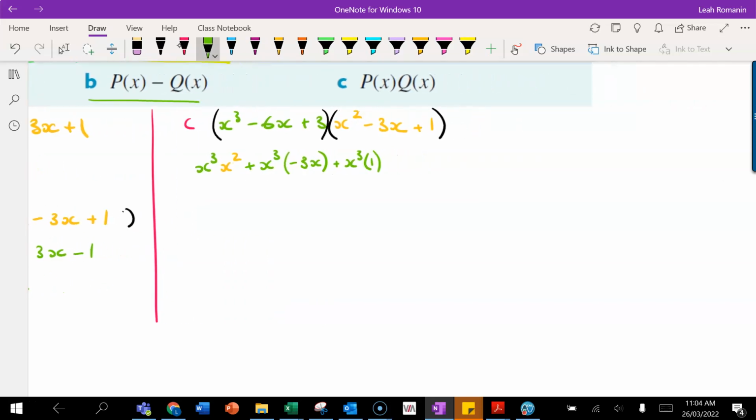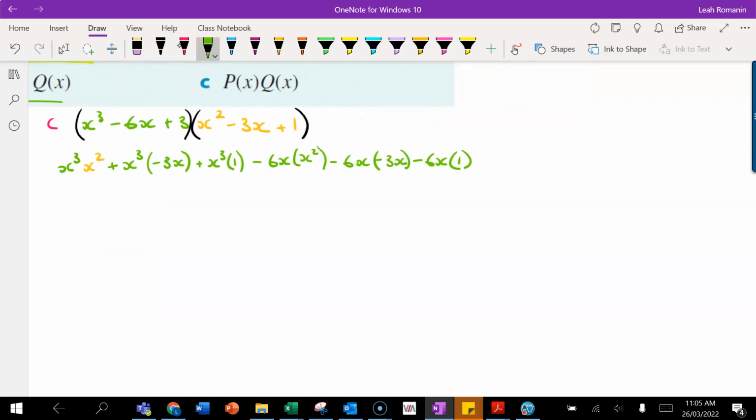Next, I'm moving over to the 6x, so minus 6x times x squared. Next, minus 6x times my next term of minus 3x, and then minus 6x times 1, and then lastly the 3, so I'm going to have 3x squared, and then 3 times negative 3x, and then 3 times 1.